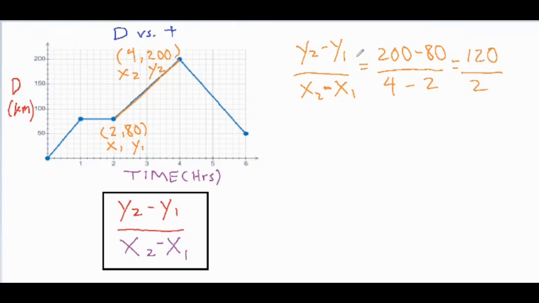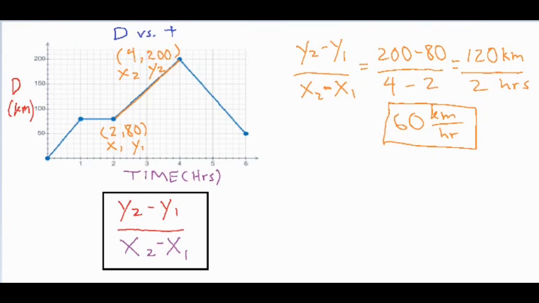And all of these y values are distances in kilometers. So I'm going to go ahead and put a unit along with it too. And same for my denominator. I have 4 minus 2, which are times that are in hours. Now, if I go ahead and place those two units in there, then I won't have a problem having a unit for my final answer as well. So I have 120 divided by 2, and then I'm going to get 60 kilometers per hour as my final answer.